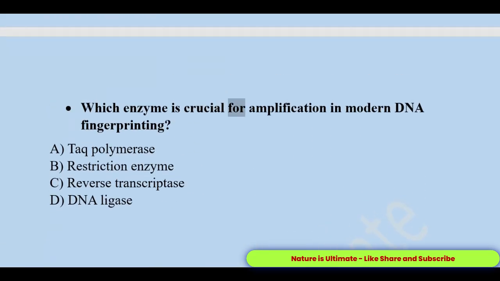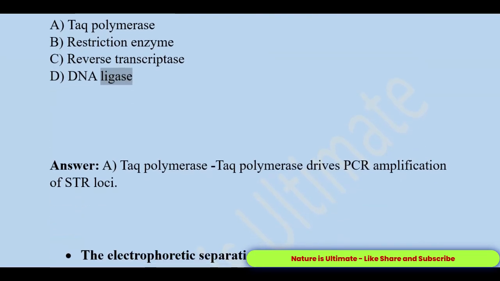Which enzyme is crucial for amplification in modern DNA fingerprinting? A. Polymerase, B. Restriction enzyme, C. Reverse transcriptase, D. DNA ligase. Answer: A. Polymerase. Polymerase drives PCR amplification of STR loci.